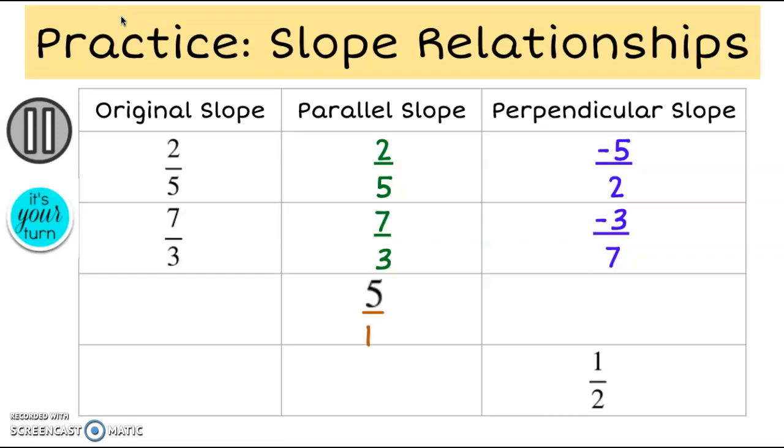The original slope must be the same as the parallel slope, 5 over 1. We can now switch the slope to make it perpendicular and change the sign. The 1 and 5 have switched places, and it is now negative. The last row is a little different. When we start with the perpendicular slope, we must flip it back immediately. The answers for both the original slope and parallel slope are negative, and the 1 and 2 have switched places.